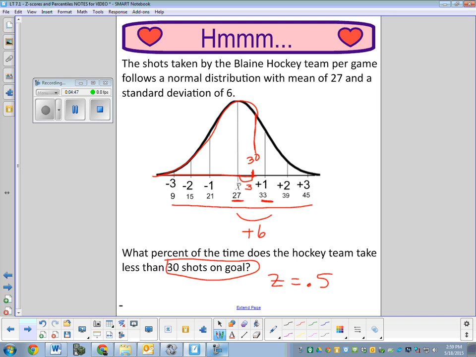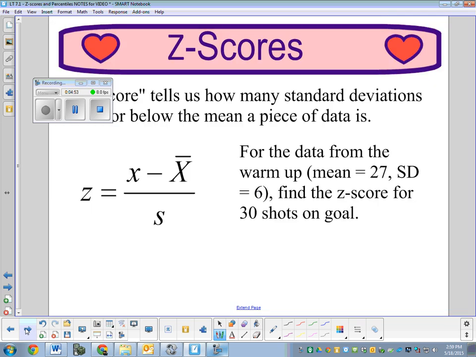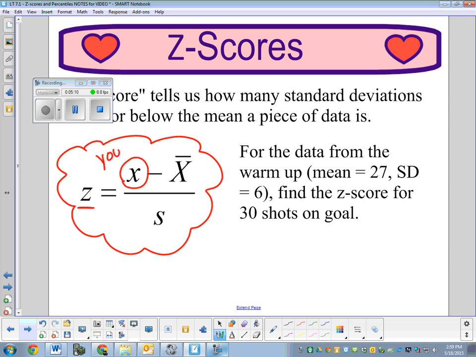So let's take a look at a formula that we can use to find the z-score. This is our z-score formula. You're going to want to draw a box around it or highlight it because this formula is something you're going to be using from here on out. And what it says is this: the z-score equals x, that's your data, minus x bar, that's the mean, all divided by the standard deviation.